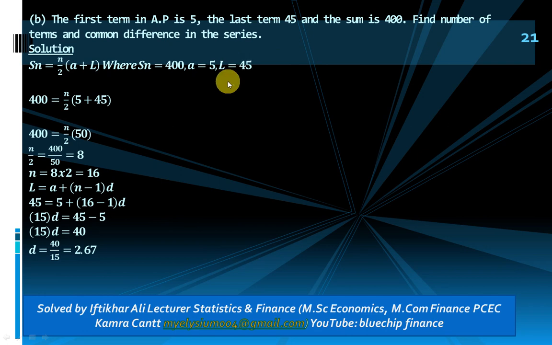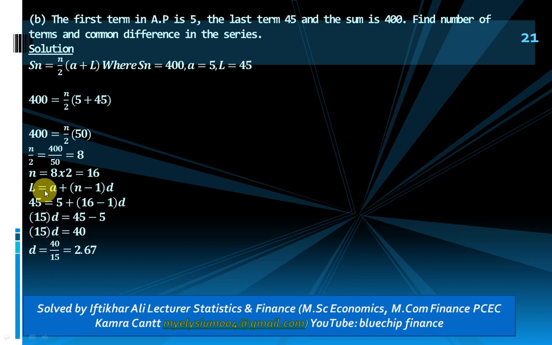So here the last term is 45. So Sn, which is 400, equals n by 2 times 5 plus 45, and finally it will become equal to 8, and 400 divided by 50 equals 8. So n will be 8 multiplied by 2, which will be 16.